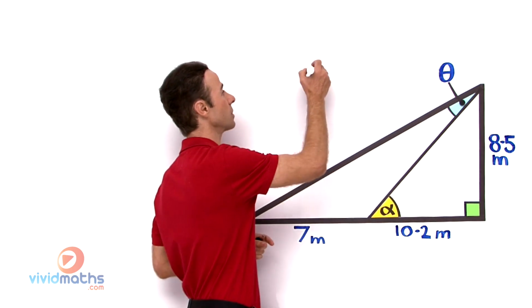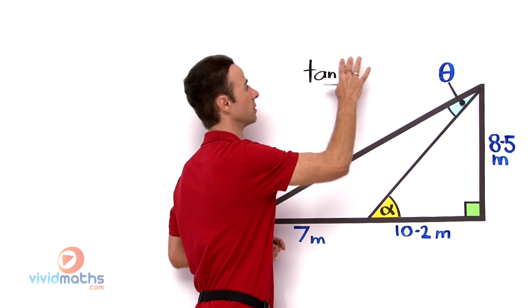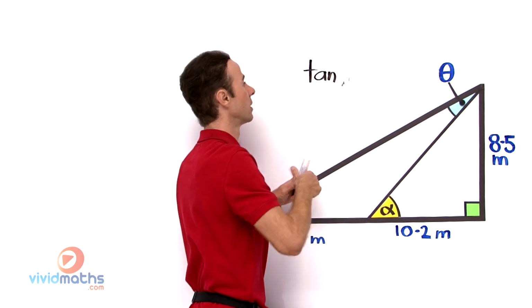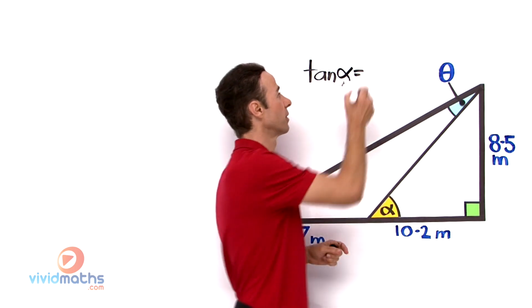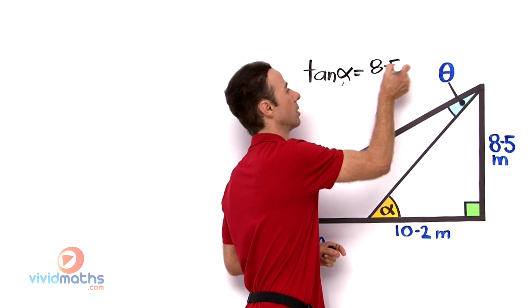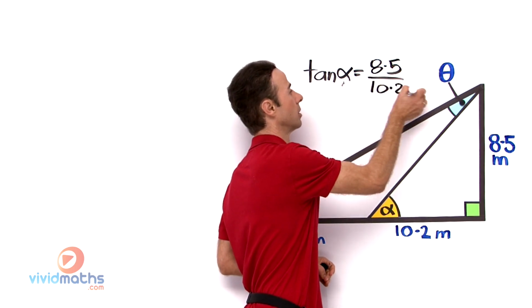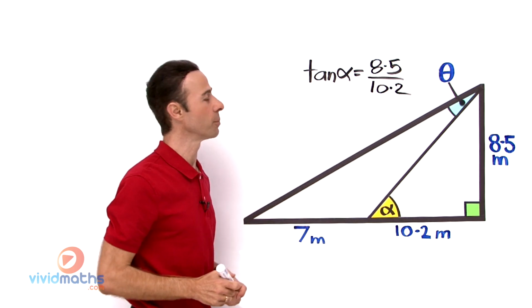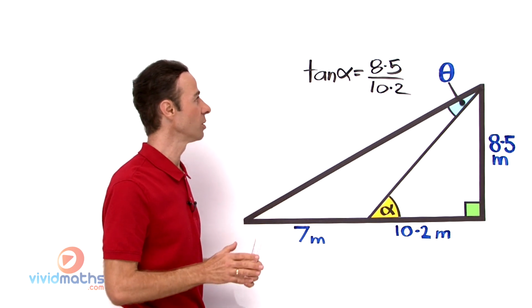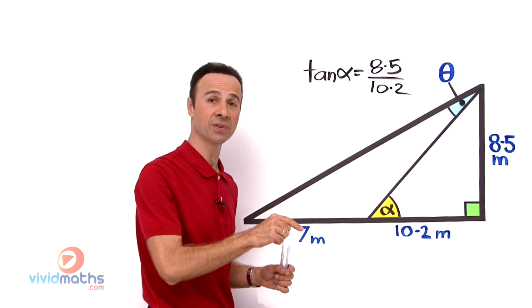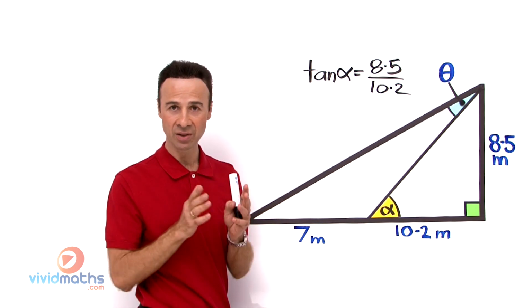So let's go tan alpha equals opposite, which is 8.5, over adjacent, which is 10.2. Okay, tan alpha, 8.5 over 10.2. Let's put that in the calculator. 8.5 divided by 10.2 will give us a decimal. Then you go shift tan, and then shift degrees, minutes, seconds, so you get it in degrees and minutes.